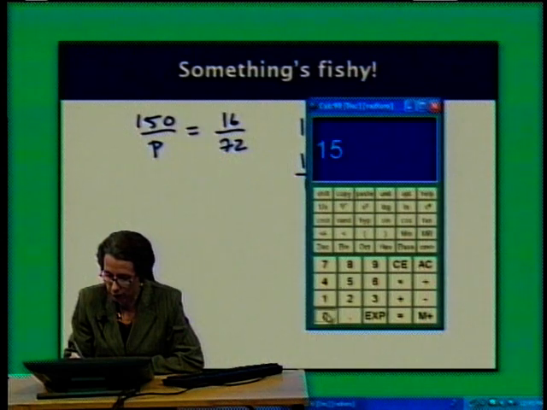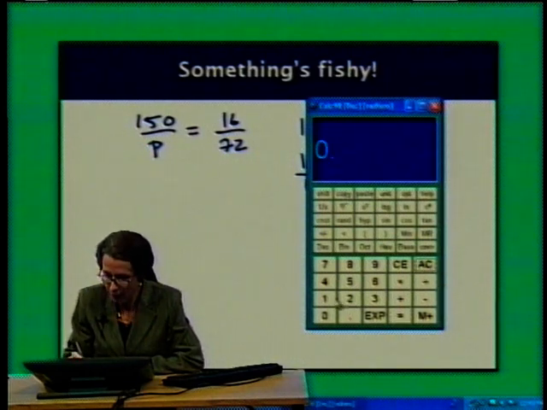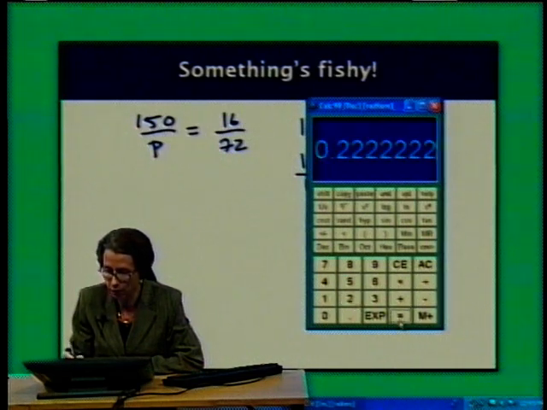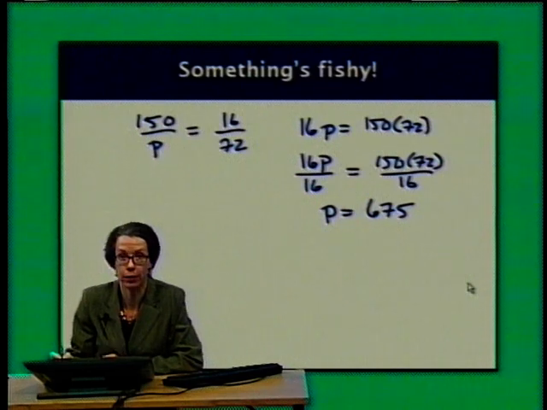So 150 divided by 675 gives me 0.2 repeating. And when I calculate 16 divided by 72, I get 0.2 repeating. So indeed, P equals 675 makes these two ratios equivalent.